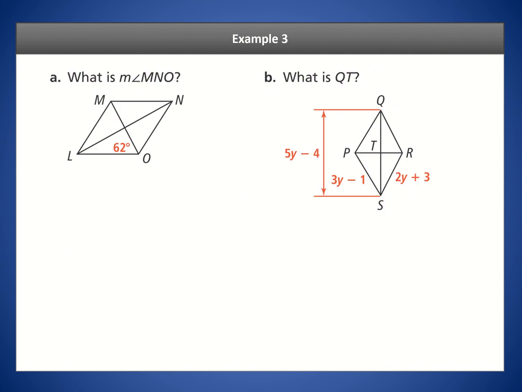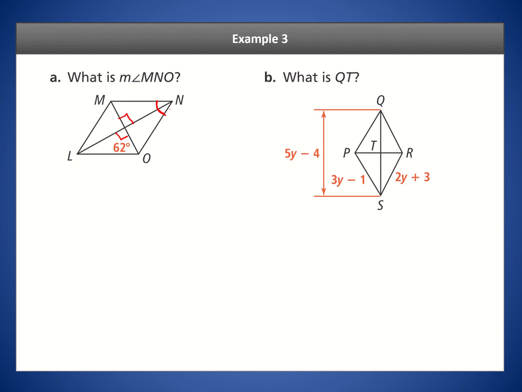Okay, going straight to another example, just to kind of give you an idea of how rhombuses work. We got a measure of angle MNO. So we know, again, that this is a 90-degree angle. So this is also 90. And we are looking for this angle right here, this total angle MNO.